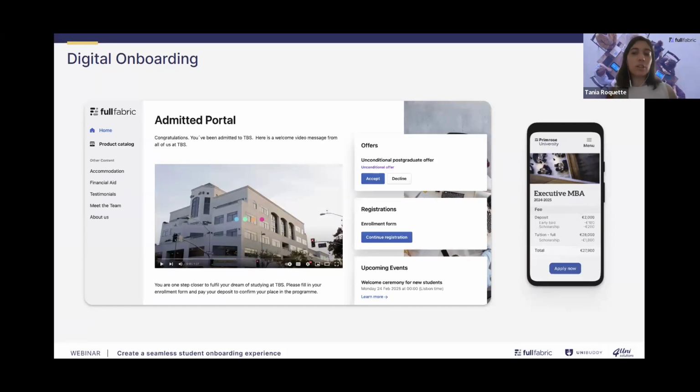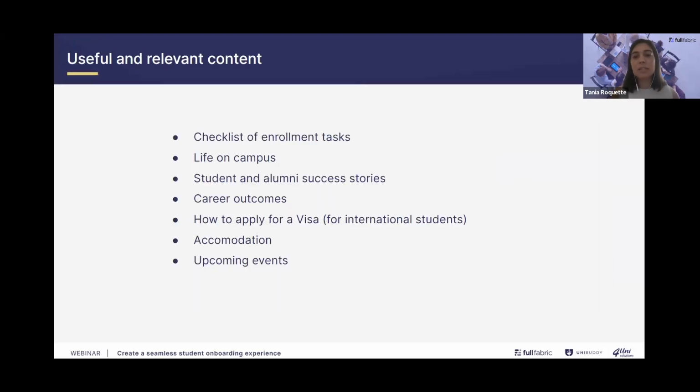We are adamant that universities should always have a hub to guide and nurture students throughout the onboarding journey. And what does that mean? It should be a digital platform where students can access all relevant onboarding information, but also complete whatever tasks you require from them: the enrollment form, signed enrollment form, making payments, all in a digital format. At Full Fabric, we have this concept of dynamic content. The admissions portal that students use to start and submit their application becomes the admitted portal, and students can now see their offer and start their onboarding journey.